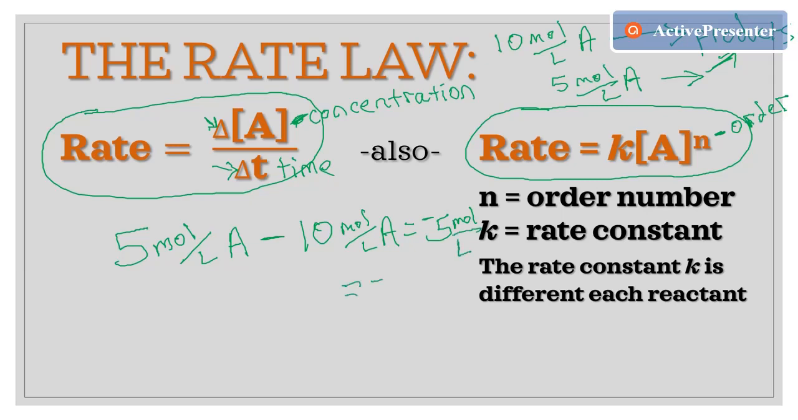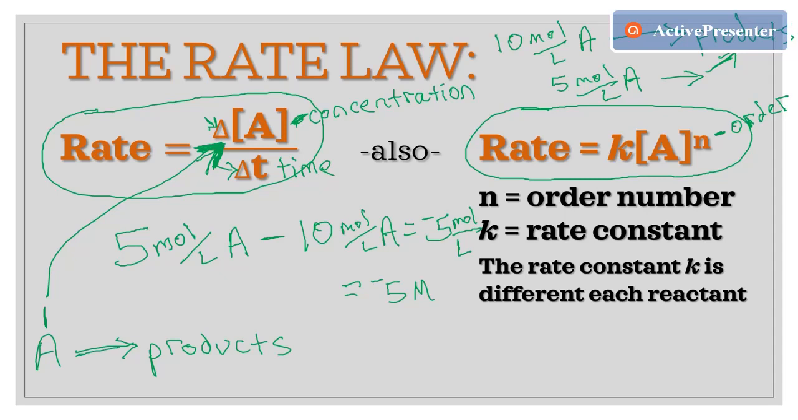Or that's the same thing as saying negative 5 molarity. So as you notice, these reactants, when you take A and you make products with it, you're going to lose some of your A. So your change in your concentration is going to end up being a negative number usually. So just keep that in the back of your mind, so in case you run into negative numbers, don't freak out. It's supposed to be like that because reactants get used up to make the products. So you're going to end up having a negative number in the change in concentration.